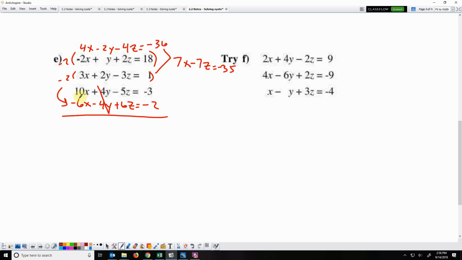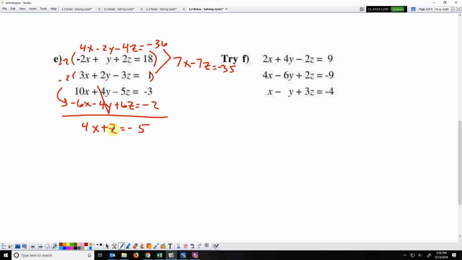So the y's cancel. 10 minus 6 is 4. -5 plus 6 is 1. -3 minus 2 is -5. So I've got two equations, each with an x and a z.